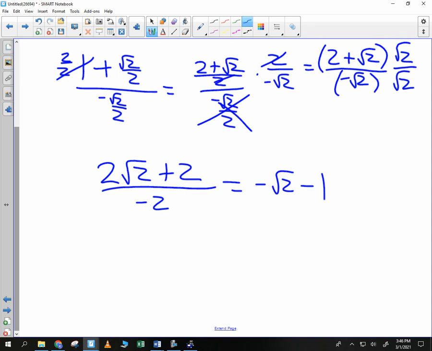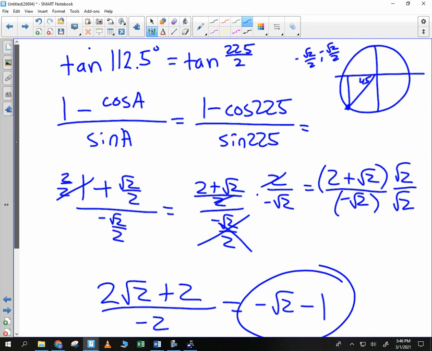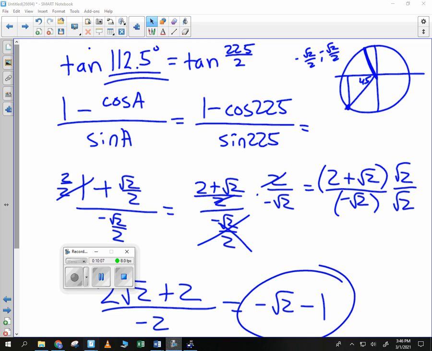And hopefully you understand your answer is definitely negative. And if you look at the beginning, 112.5 degrees, that's right about here, second quadrant, and tangent is negative in the second quadrant. So looks like we're good. So there's an example of sine, there's an example of cosine, there's an example of tangent. Short video. Enjoy it. Have a good one.